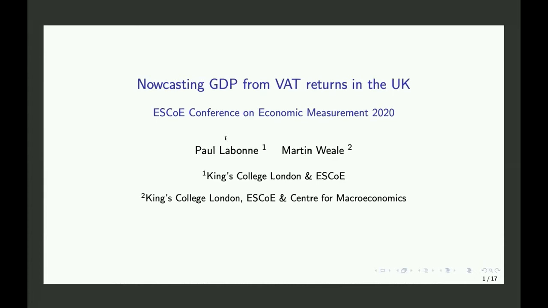Currently the ONS publish a monthly GDP figure. It's an output estimate, which is the earliest estimate of the UK. And in order to compute this estimate, the ONS uses a monthly survey, the monthly business survey, which collects data on business turnover. And turnover is the proxy for output in the market economy.